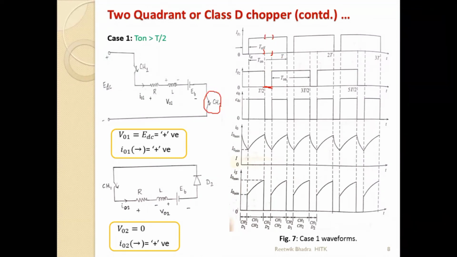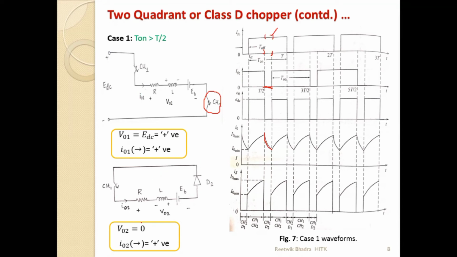Only Ig1 is given a high pulse, so only CH1 is on. Then the inductor has to discharge. So in which path can the current flow? The only possible path is D2. So it will discharge through this path. Now the inductor current is positive but discharging. So during this region, the inductor current is discharging, but positive, above the zero line.